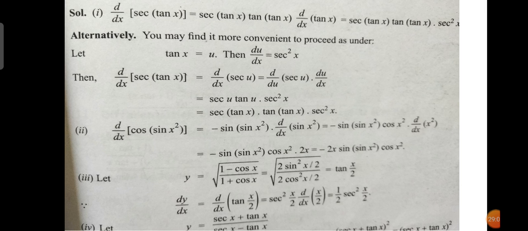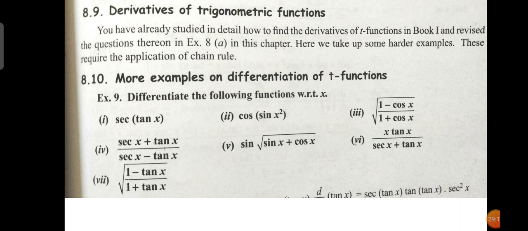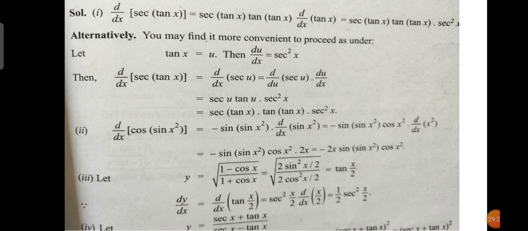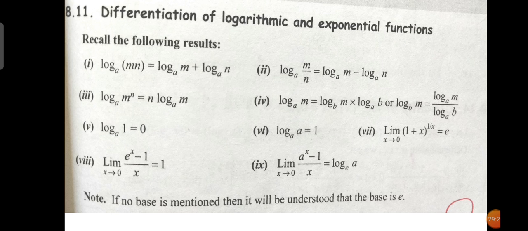Next is also root of 1 minus x plus 1 minus cos x plus 1 by sin x. The derivatives of these functions are very important. Please do these functions, which are given in the textbook also. Next is the differentiation of logarithmic and exponential functions. You have to study these results, then you can apply them to differential equations.